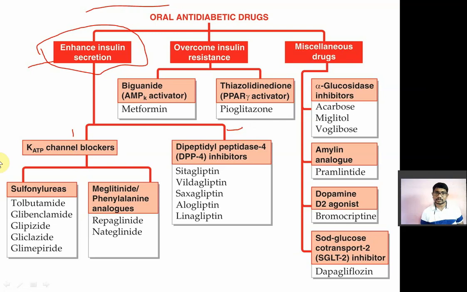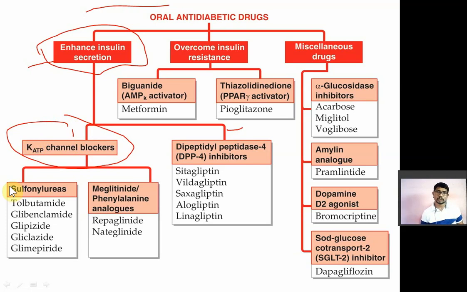Okay. So the first class which enhances the insulin secretion is the potassium ATP channel blockers, or KATP channel blockers. So, the ATP driven potassium ion channel. These drugs will block this ATP driven potassium ion channel and cause depolarization in the beta cells of Langerhans, which will release the insulin.